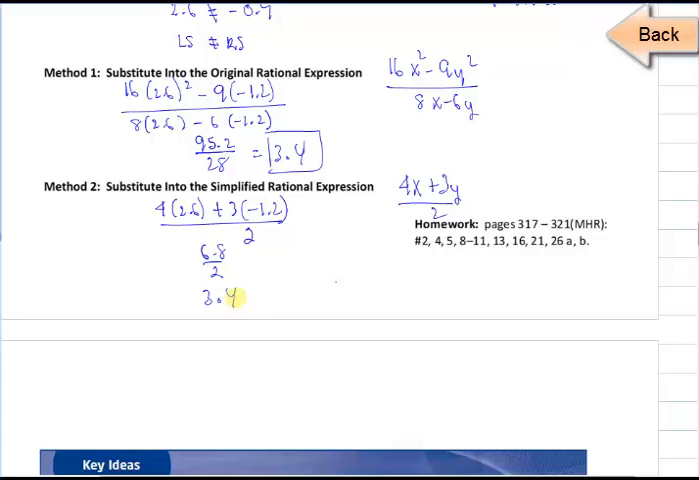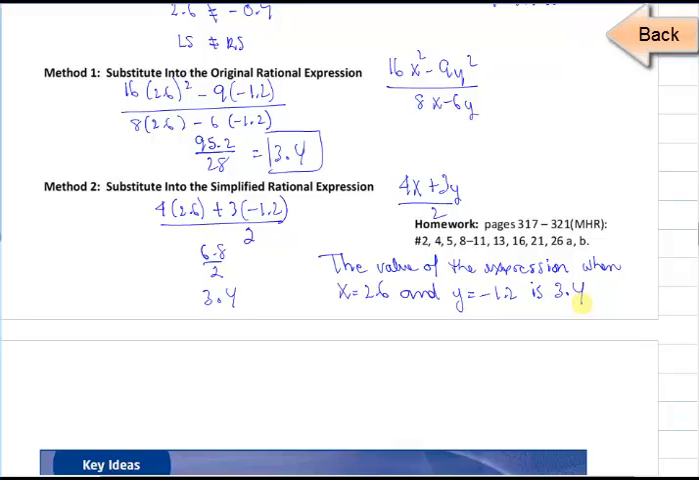Okay, so the value of the expression when x equals 2.6 and y equals negative 1.2 is 3.4. Okay, and so that concludes our discussion on 6.1.